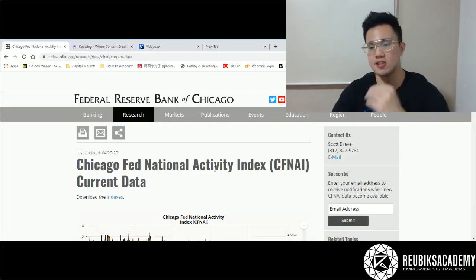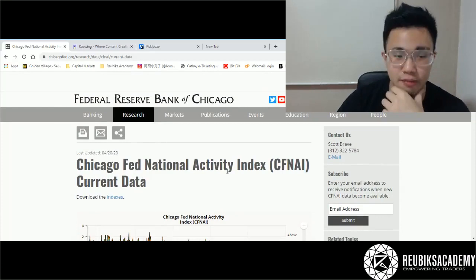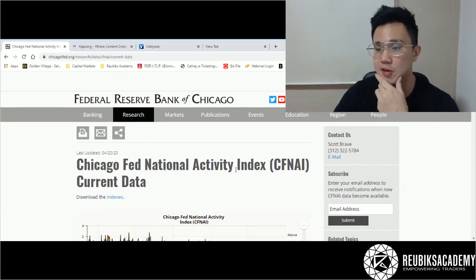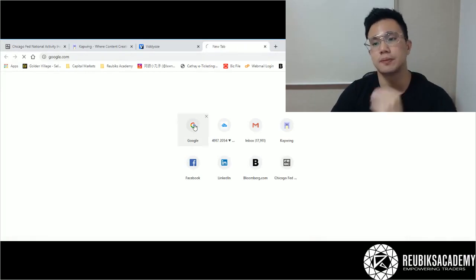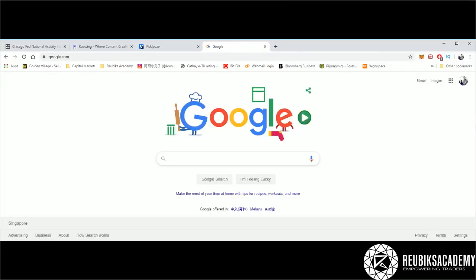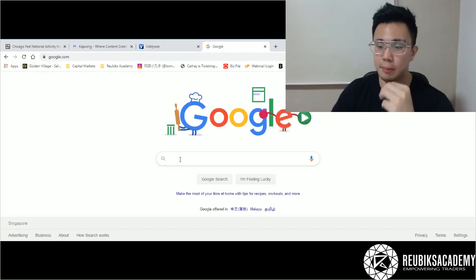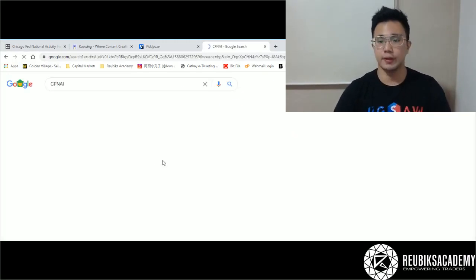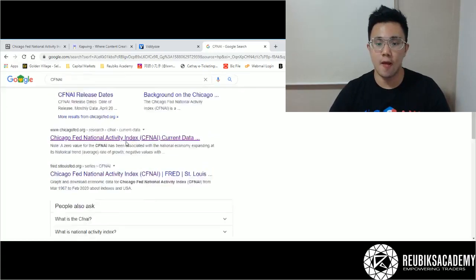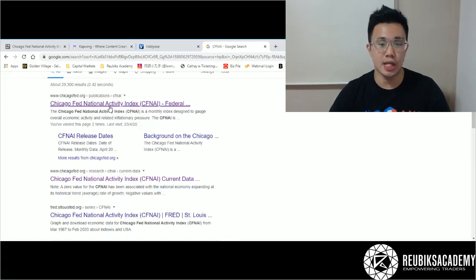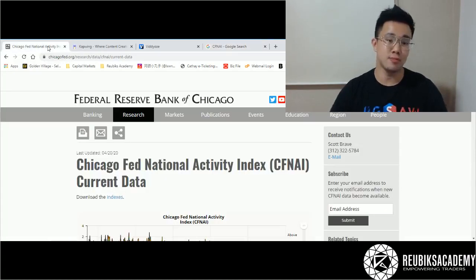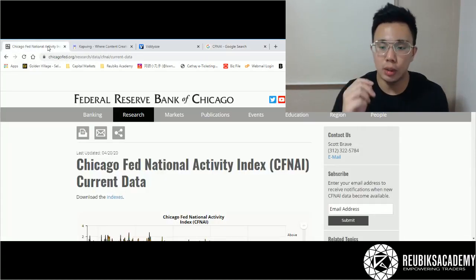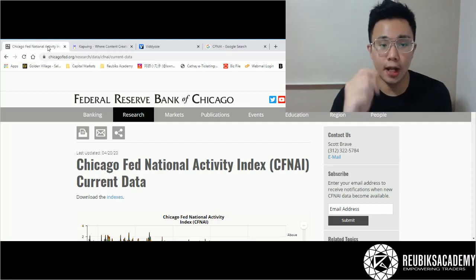Alright, so this is the Chicago Fed National Activity Index. Now to get here is very simple. All you gotta do is go to Google, and you type in CFNAI. Alright, and then you can see that the first link right here is the link to this website. Simple as that.